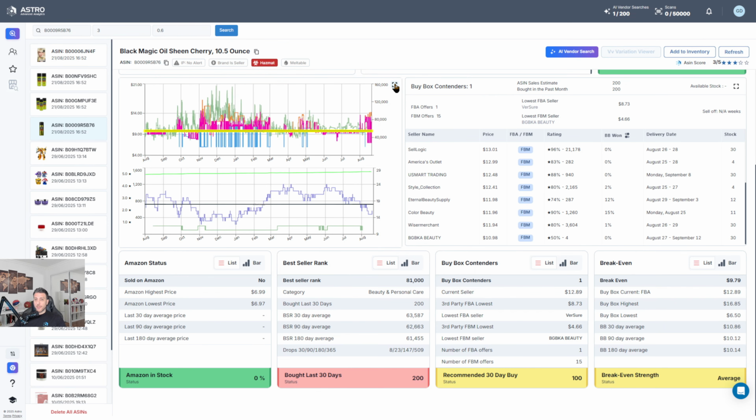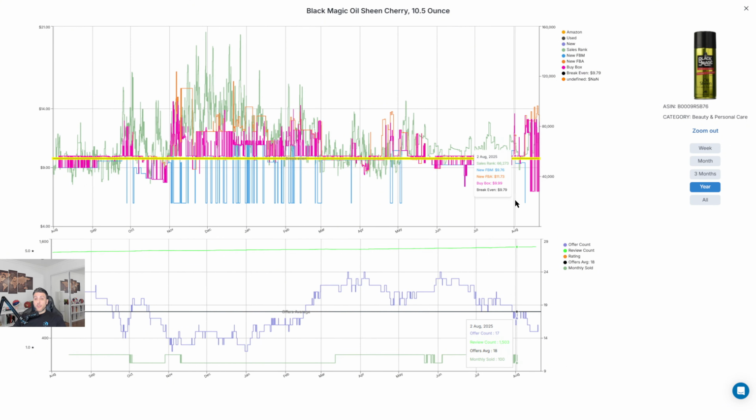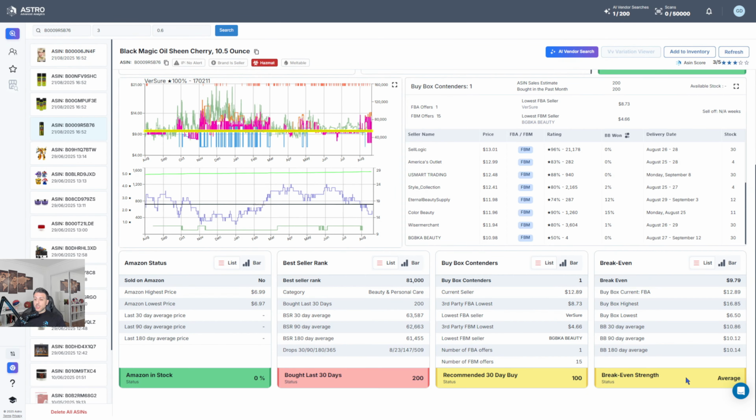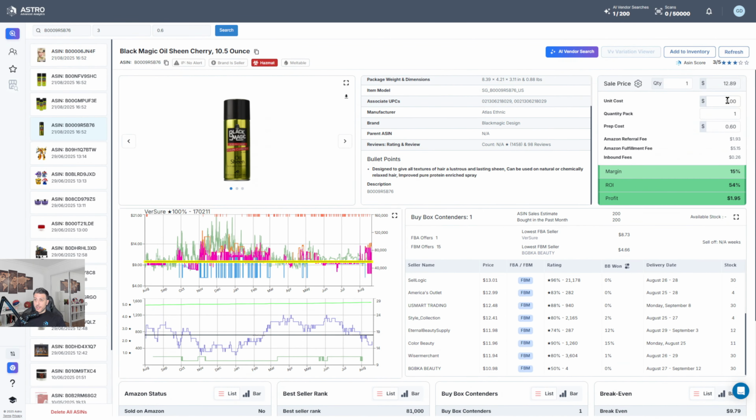So if we were to open up the chart, this product here is getting an average reading. So let's go back to the chart and take a look at that. There are times where the buy box is below and above the break-even line. So this is based on a cost of goods price of $3.